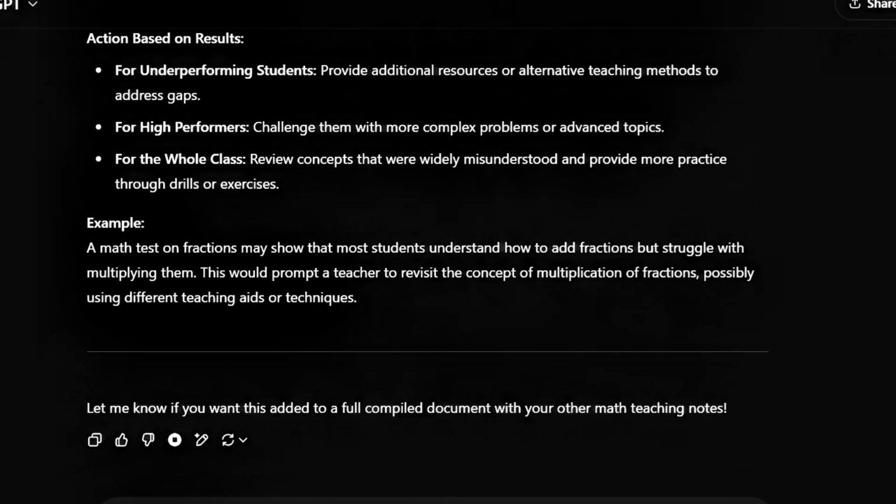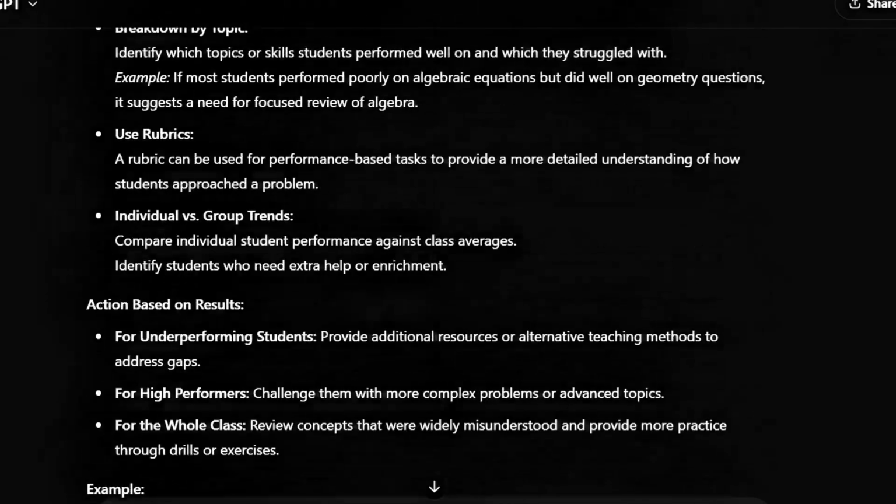Example, a math test on fractions may show that most students understand how to add fractions but struggle with multiplying them. This would prompt a teacher to revisit the concept of multiplication of fractions, possibly using different teaching aids or techniques.